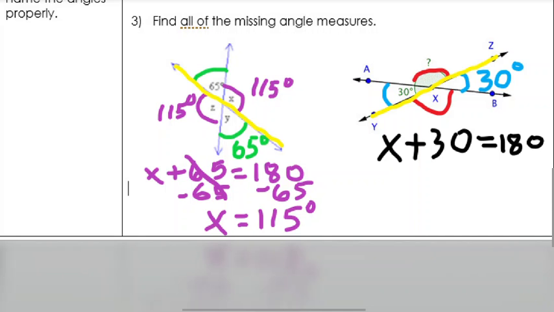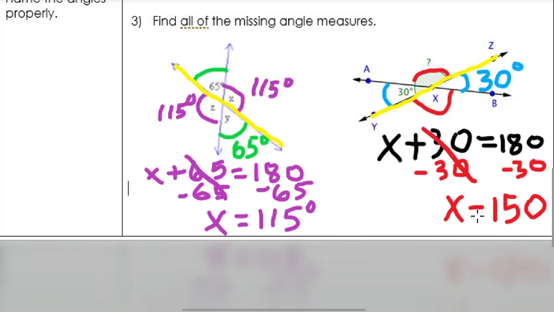So what do I do now? I have to get rid of that 30 to get X by itself. So I do minus 30 to get rid of that, and I'm left with X. And I would do minus 30 on this side. 180 minus 30 is 150. So I see that this angle now is 150 degrees. And if this is 150 degrees, the side across from it is the same because they're vertical. So this would be 150 degrees.